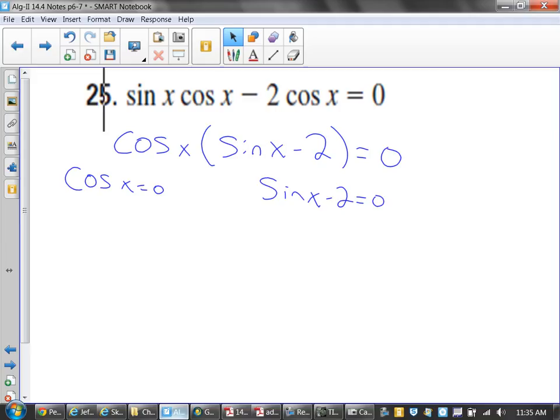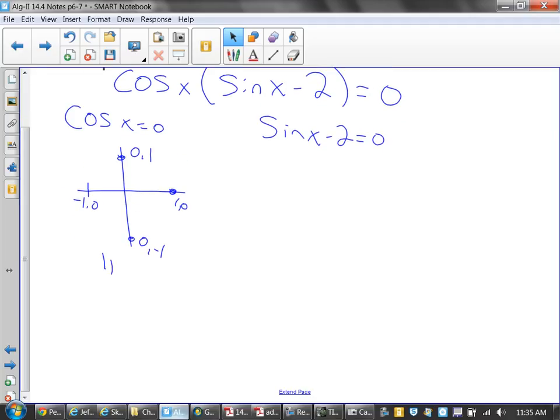Now, where is cosine equal to 0? Look at your ordered pairs. That's 1, 0. Here's 0, 1. Here's 0, negative 1. Here's negative 1, 0. Where is cosine 0? And 0, 1, what is that? Pi over 2. So cosine is 0 at pi over 2. And where else? 3 pi over 2.